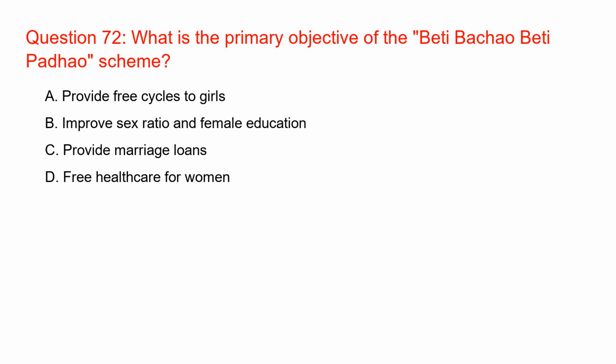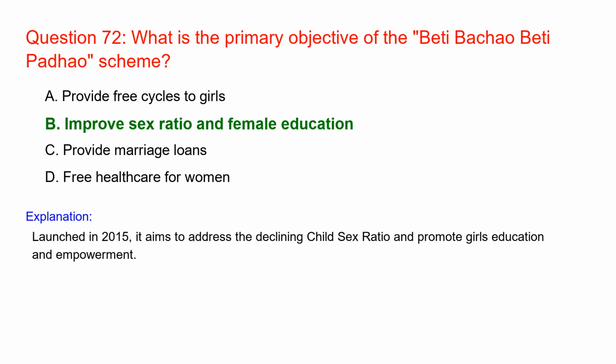What is the primary objective of the Beti Bachao Beti Padhao scheme? Improve sex ratio and female education. Launched in 2015, it aims to address the declining child sex ratio and promote girls' education and empowerment.